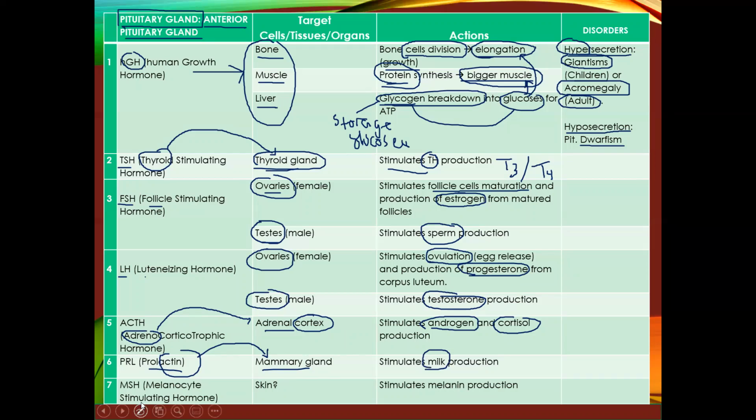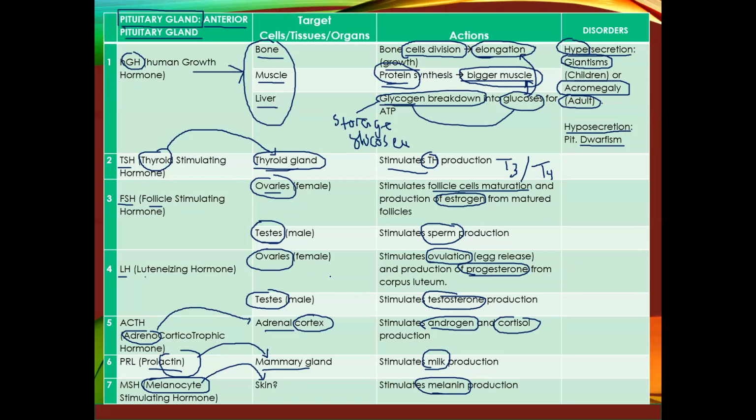And the last one, melanocyte stimulating hormone. And again, from the name, we should be able to guess the target, because melanocytes are the cells that produce the skin pigment. So the cells will be located in the skin. Therefore, the target will be the skin. What is the function? Mostly for increasing the melanin production. So this is skin pigmentation.